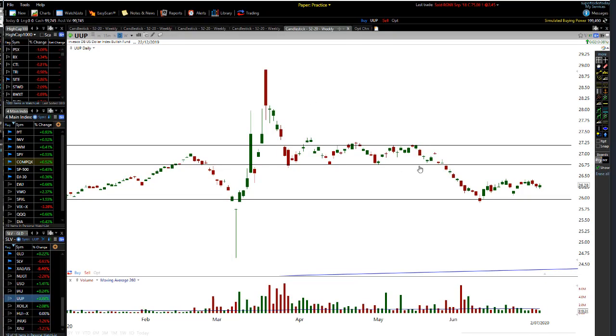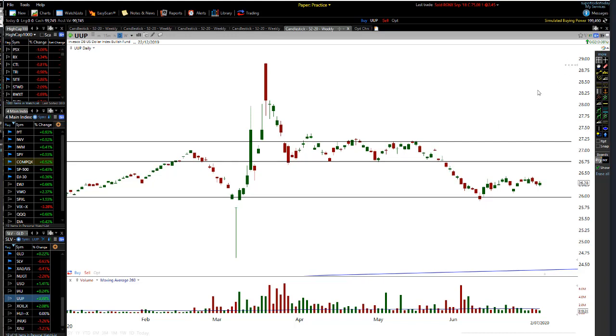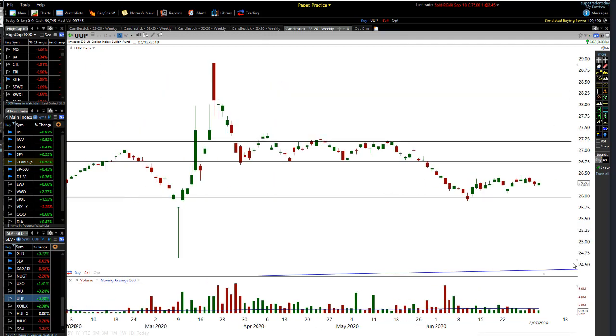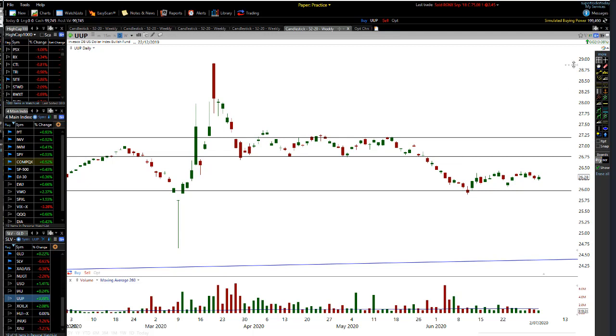So let's have a look at the US dollar and also oil in this video just quickly. Let's actually start with the US dollar here. I'm looking at the UUP right now, which is the US dollar index bullish fund. I'm looking at the daily chart right now, and a very bearish pattern. If I look at, let's say, the last 3 to 4 months' worth of data here, let me just squeeze it up a little bit.